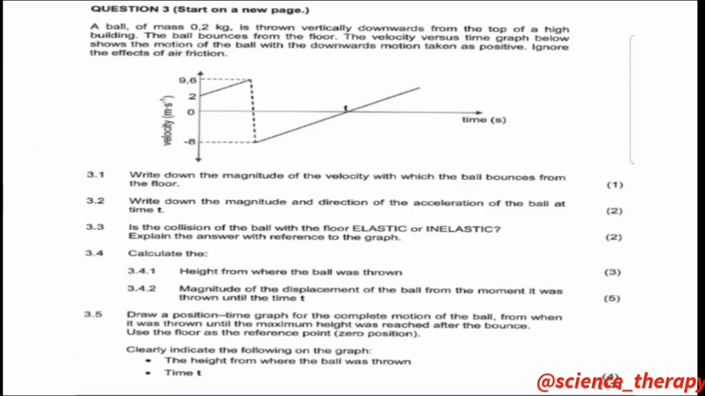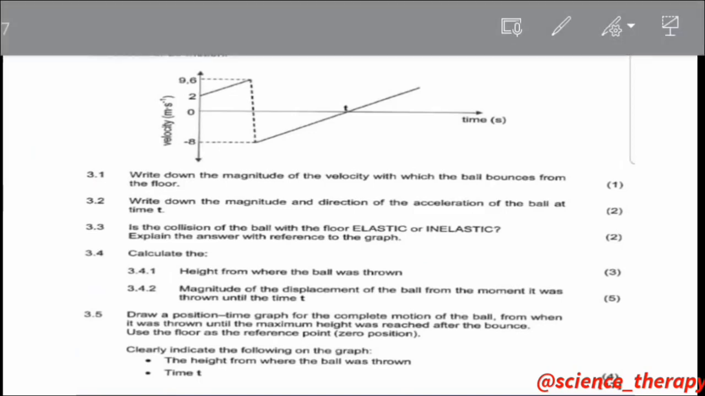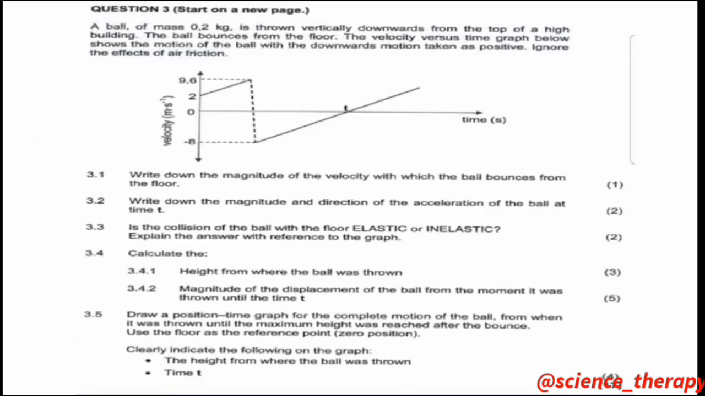Now let's check question 3. It says a ball of mass 0.2 kg is thrown vertically downwards from the top of a high building. The ball bounces from the floor. The velocity versus time graph below shows the motion of the ball with the downwards motion taken as positive. So we've been told that down is taken as positive. Ignore the effect of air friction. Now 3.1 says write down the magnitude of the velocity with which the ball bounces from the floor, right?